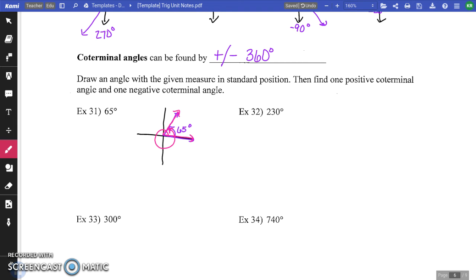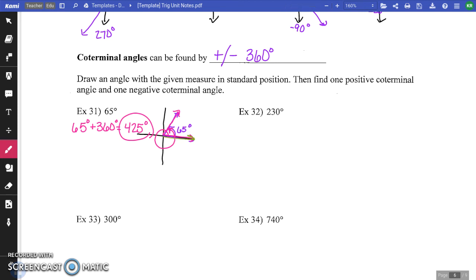So what I did was I added a rotation. So 65 degrees plus 360 degrees, okay, adding that extra rotation is going to give you a 425 degree angle. So there is a positive coterminal angle. Now we could keep adding rotations and just keep adding 360 degrees, and that would give you other angles that are coterminal with 65 degrees. Okay, now here's your other option: you can go clockwise and have a negative angle measure.